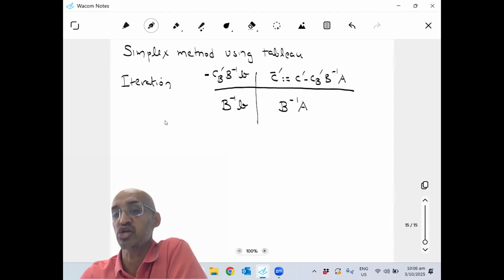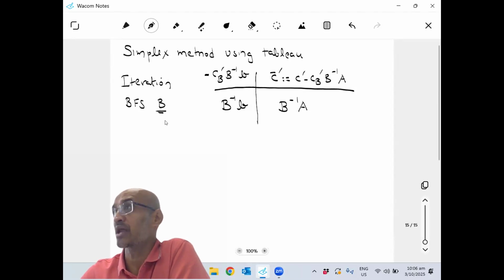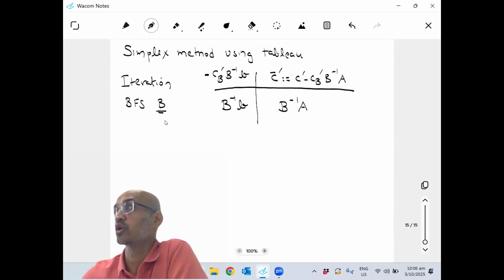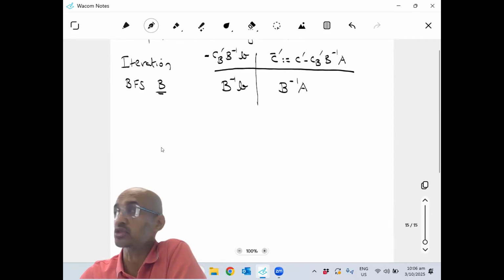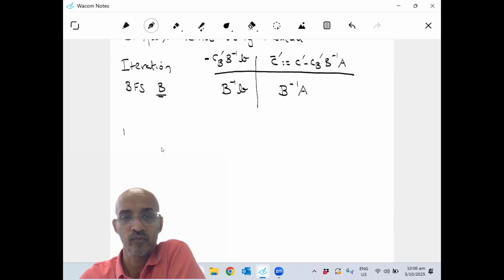At every iteration, remember, an iteration means a basic feasible solution corresponding to a basis matrix B. All the information I require at this point, in terms of the basic variable values, this B inverse A matrix, the reduced cost, and the negative objective function, is stored in this tableau. So what the simplex method is going to do is as follows. Step one, we start with a basic feasible solution.